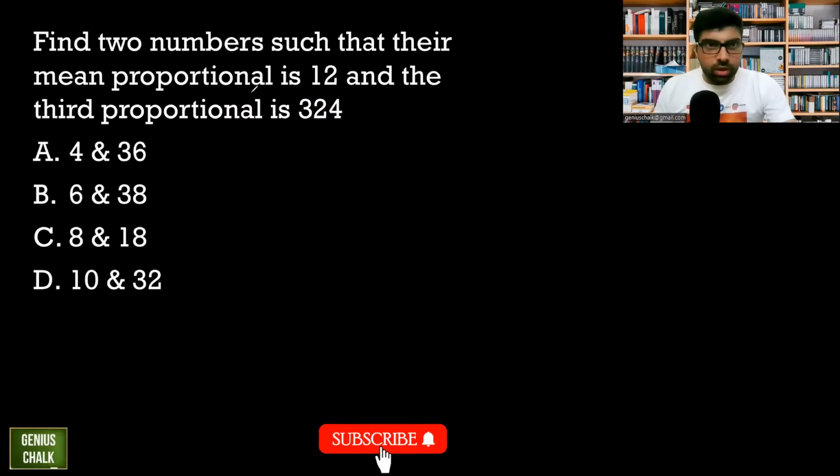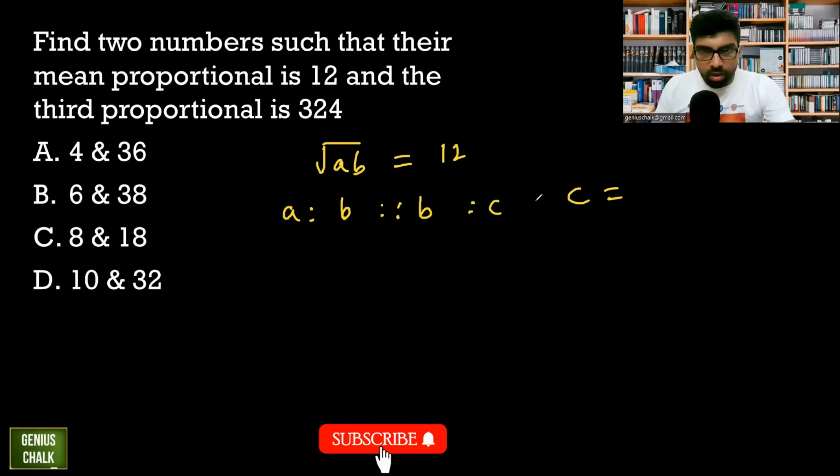Okay, the next way to solve this question is using the basic method. So you know that mean proportional is root of AB, that is 12. Second is third proportional, that is, if you know third proportional means A is to B, so this is B is to C. So what is C value? B square by A. Right? So third proportional is already given as 324. That is equal to B square by A.